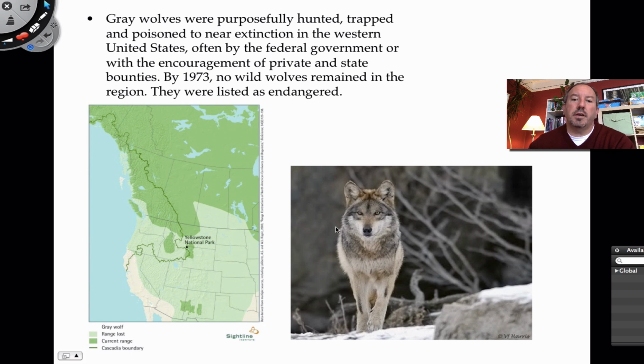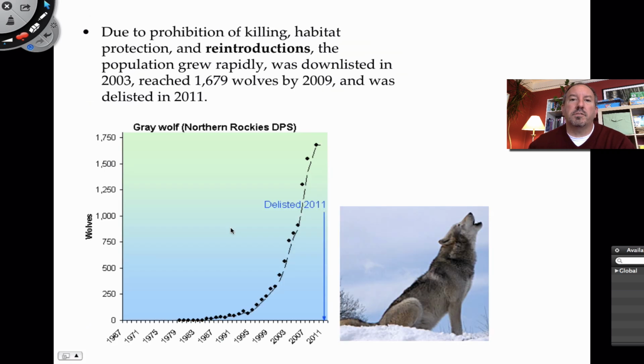And so, what happened to them? They were purposely hunted and trapped. They were poisoned. It was brutal. And so why? Because again, if they're threatening your own children, then you're like, okay, I don't like the wolf, but it's easy for us to talk about it. But in 1973, there were no wolves remaining in a large part of this area, and so we started to see a dramatic reduction in species diversity, and there was trouble.